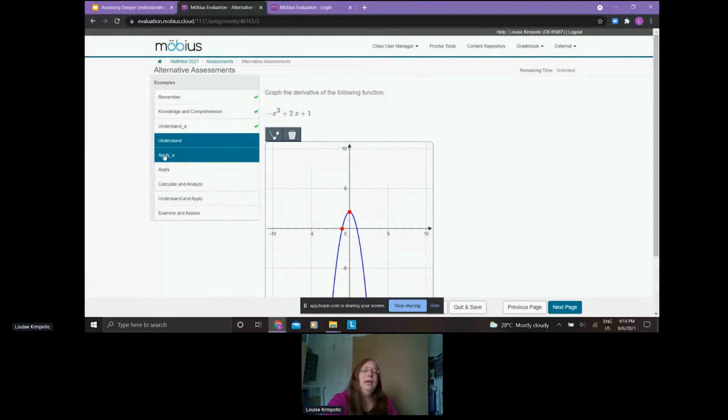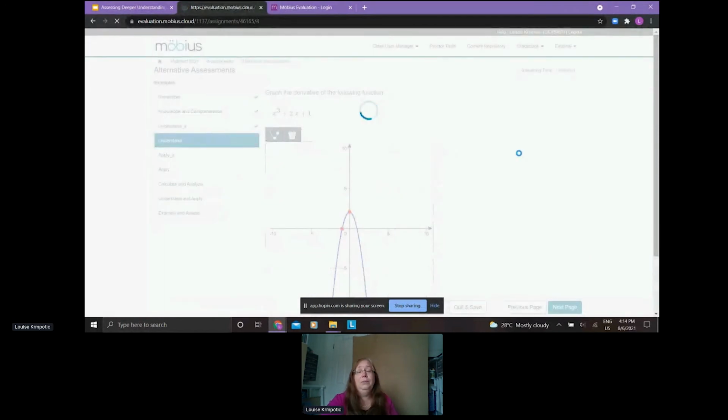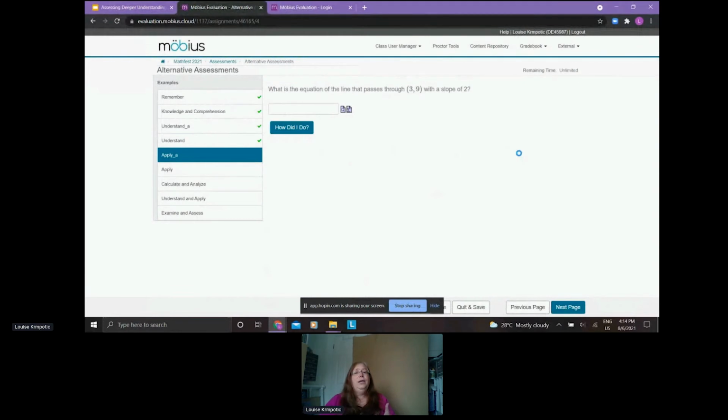If we look at the apply type of question, here again, what is the equation of the line that passes through 3, 9 with a slope of 2? This is again a procedure question. Can you apply the knowledge that you have? The student knows that the equation of a line is y equals mx plus b, y equals 2x, and then they just have to figure out what b is. They can substitute in that point and solve for b. And then again, they can check to see if they did it right.